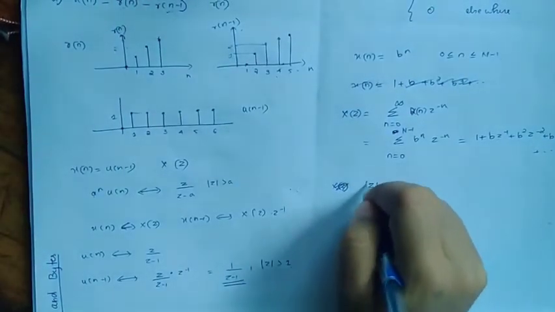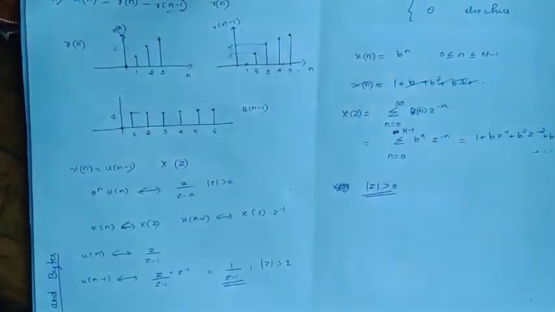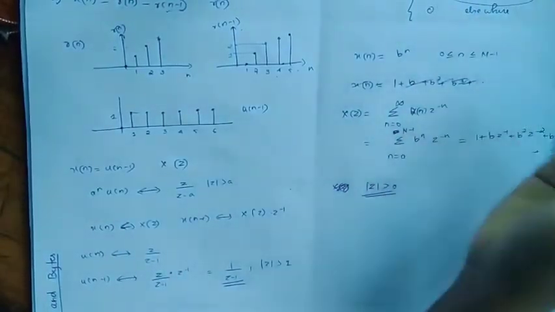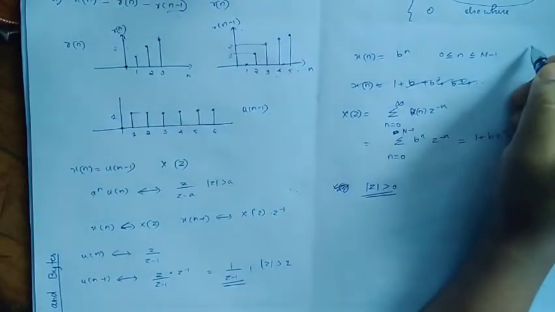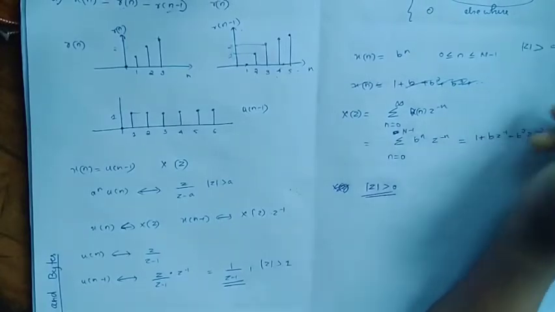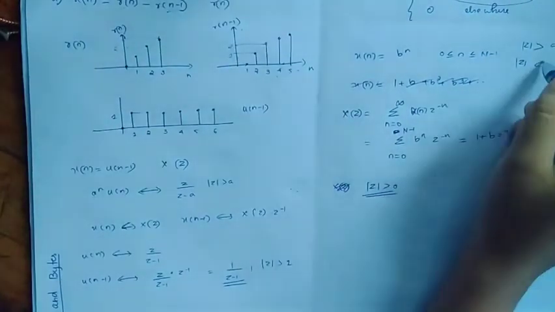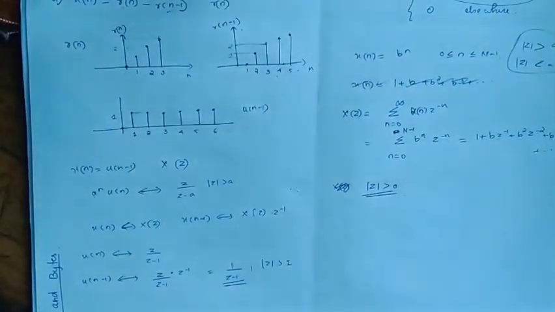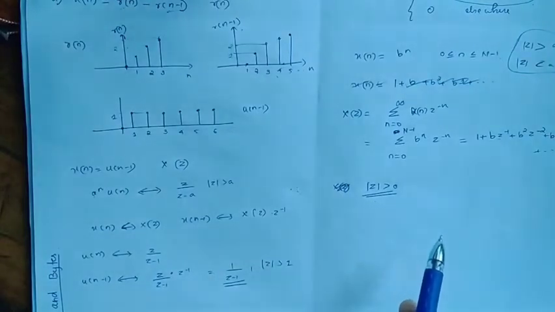So the ROC will be such that modulus of z should be greater than 0. Greater than 0 comes because it is a right-handed signal. It is already given in the question that it is from 0 to n minus 1. We know that for finding the ROC, for a right-handed signal it will be modulus of z greater than a, or for a left-handed signal, it will be z less than a. Please keep this in mind. This is a shortcut. So this is a right-handed signal, so the ROC will be modulus of z greater than 0.